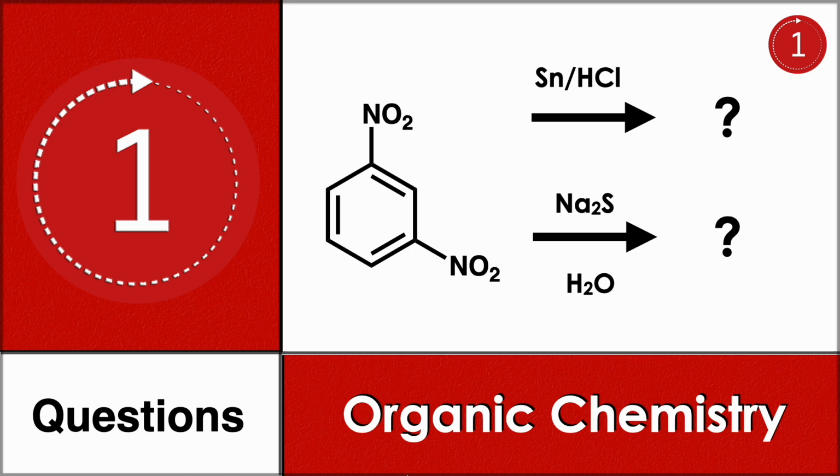Daily one question for you. Here you have meta-dinitrobenzene. You react it with two different reagents: tin and HCl, and sodium sulfide and water. You should find what will be the final product.